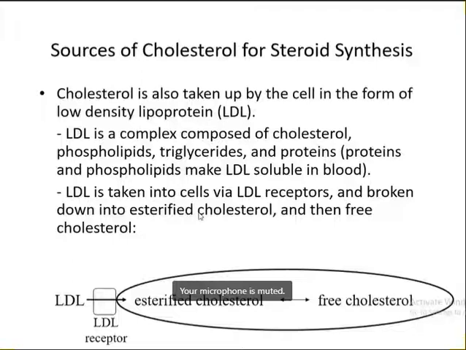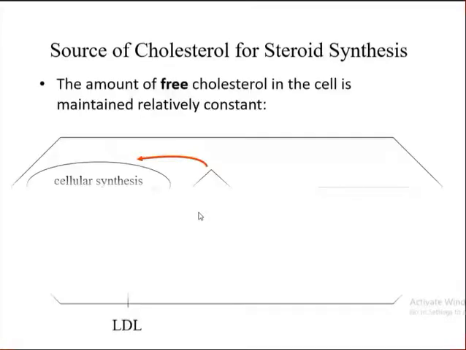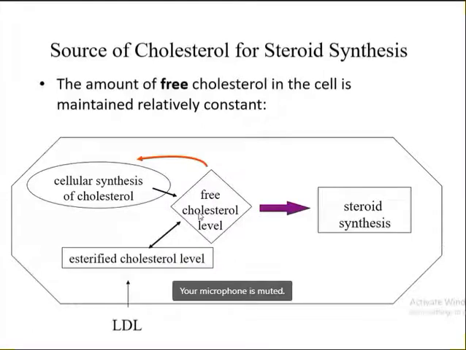Now, the amount of free cholesterol in the cell is maintained relatively constant. Free cholesterol is used for steroid synthesis. Free cholesterol, esterified cholesterol, there is a cellular synthesis of cholesterol, and LDL. Now this is a constant. So free cholesterol is relatively constant. From that, steroid synthesis is done within the cell, for example in the ovary or testis. So this kind of thing happens in the ovary and testis also, not only in the adrenal gland.